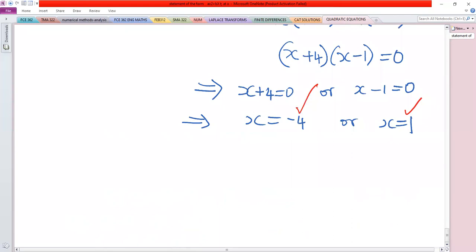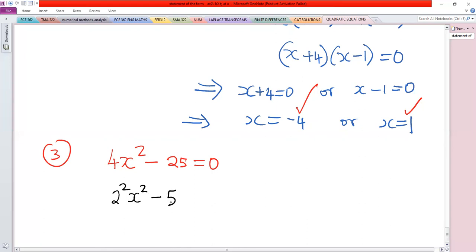Number 3, we have 4x squared minus 25 equals to 0. This one has two terms, and you can realize that this can be written as 2 squared x squared, and 25 is the same as 5 squared, equals to 0.